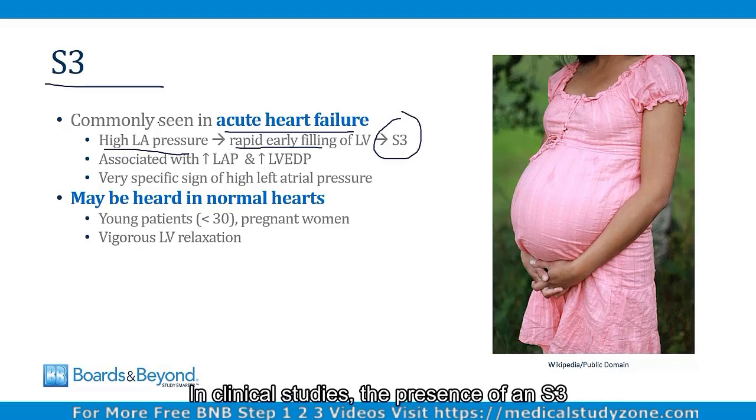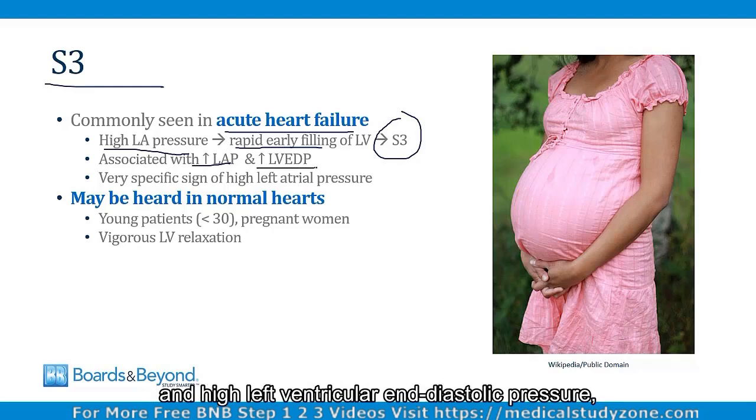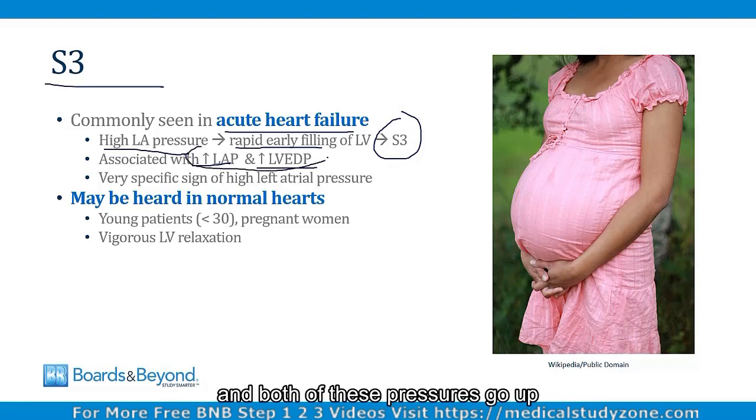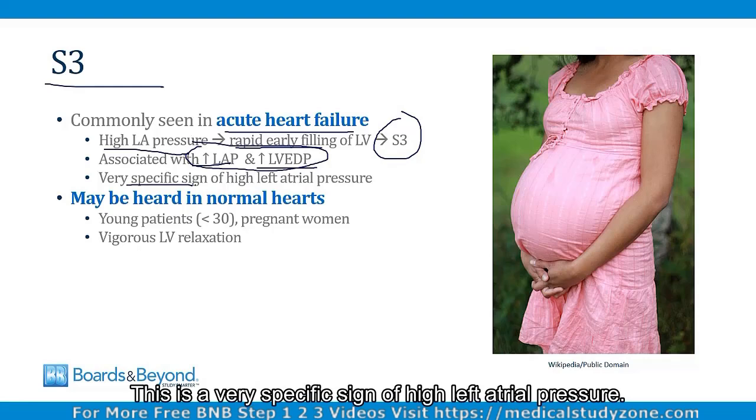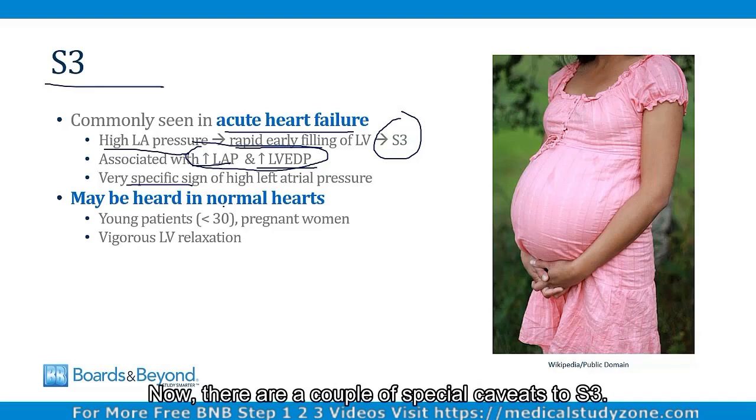In clinical studies, the presence of an S3 has been associated with high left atrial pressure and high left ventricular end diastolic pressure, and both of these pressures go up in patients in acute heart failure. This is a very specific sign of high left atrial pressure. Many patients do not have it, but when they do have it, the presence of an S3 almost always indicates high left atrial pressure. Now, there are a couple of special caveats to S3.